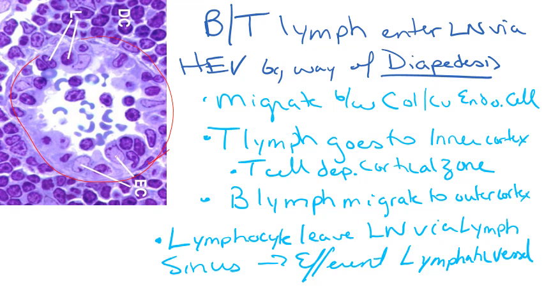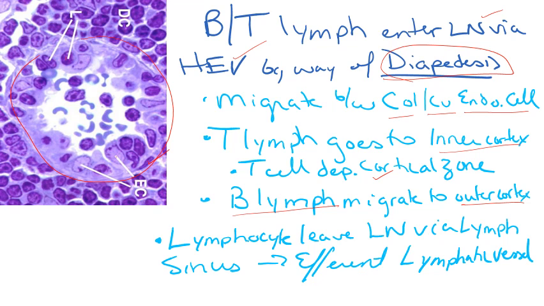B and T lymphocytes enter the lymph node via the high endothelial venules via diapedesis. Diapedesis, very important that you know those words. So it migrates between the columnar or cuboidal endothelial cell, and the T lymphocyte will go to the inner cortex. The inner cortex, remember, is the deep cortical zone, or also known as the thymus-dependent cortex. The B lymphocytes migrate to the outer cortex. All right, so B outer, T inner, T deep cortical, T thymus-dependent, T inner cortex. Okay, so multiple names for the same thing.